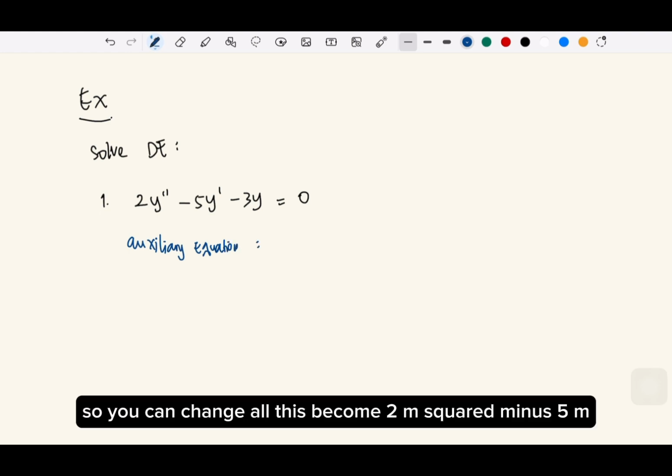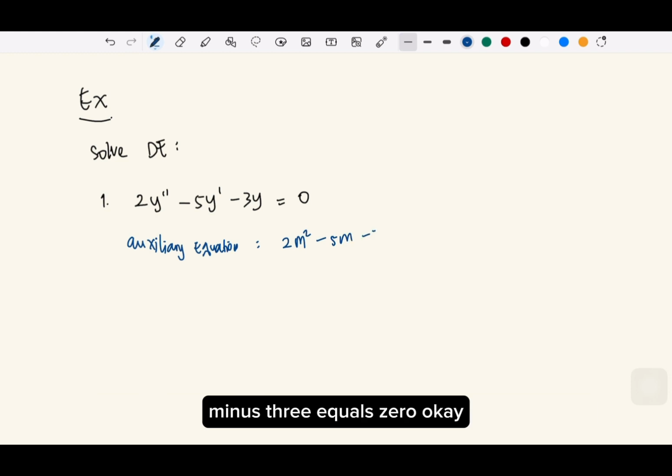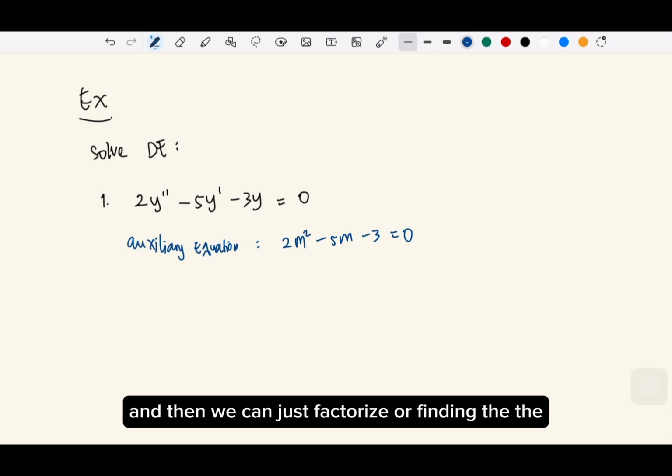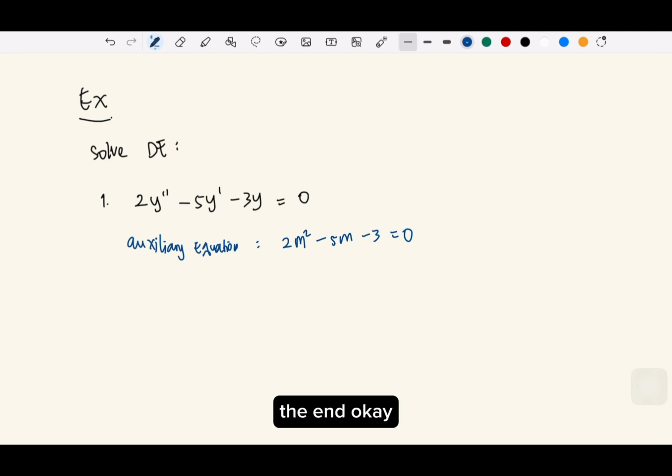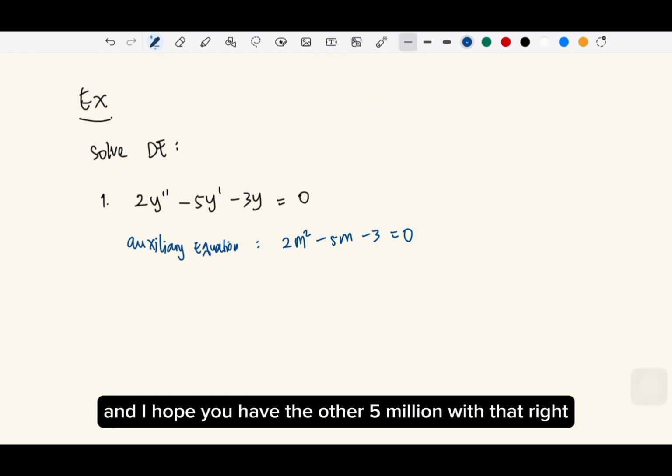So we can change all this to become 2m squared minus 5m minus 3 equals 0. Okay? And then we can just factorize or find the m. I hope you are familiar with that, right?